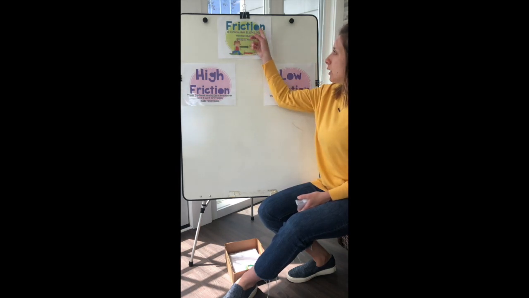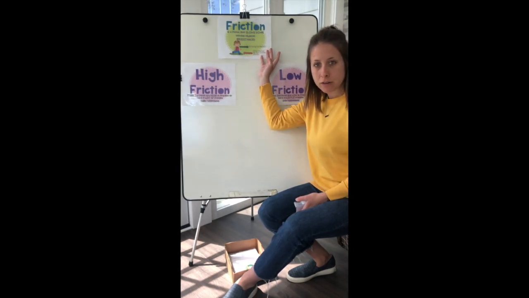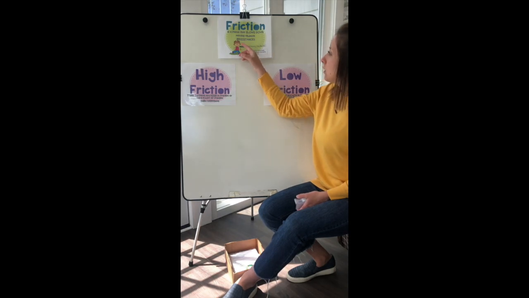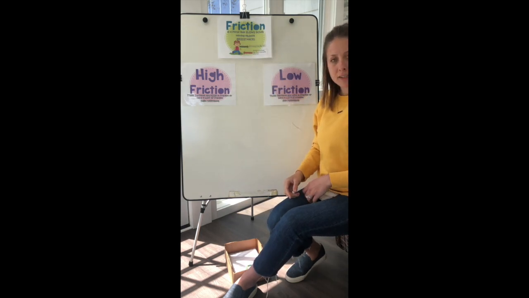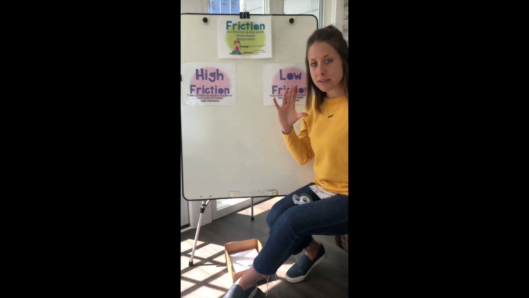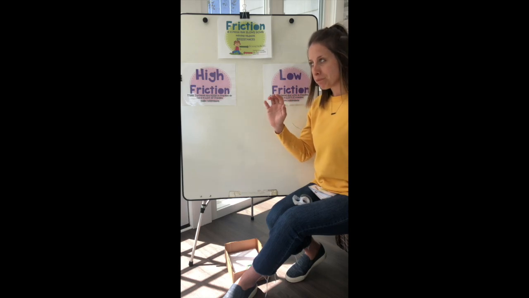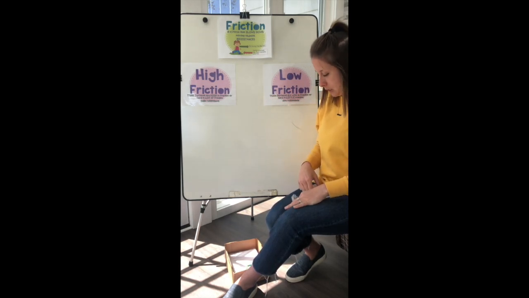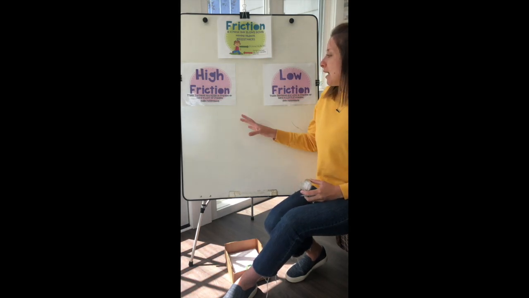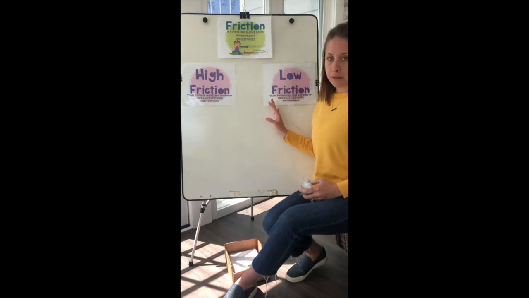I have the word friction up here, and I know there's a little bit of a glare, so I'm going to read it to you. It says, friction is a force that slows down moving objects. And then in parentheses, something new, it says resistance, okay? So today's follow-up activity is going to be a little bit about resistance. And then I have two new labels, all right?